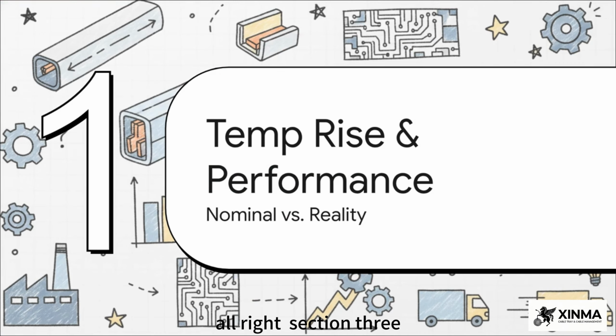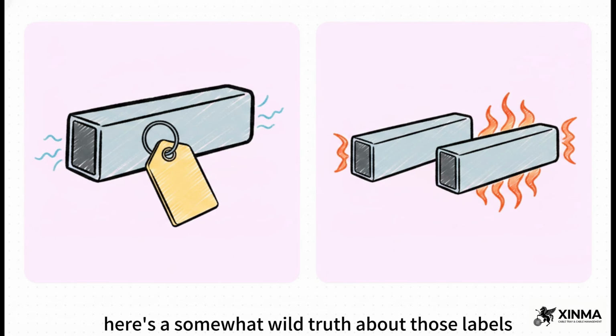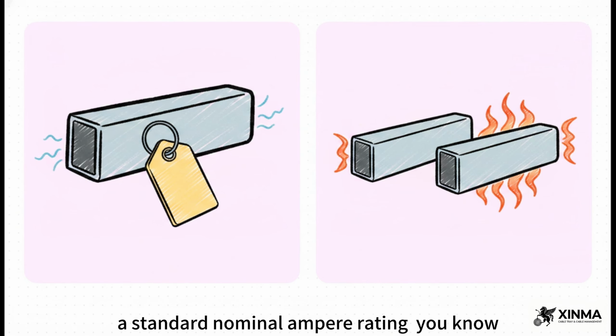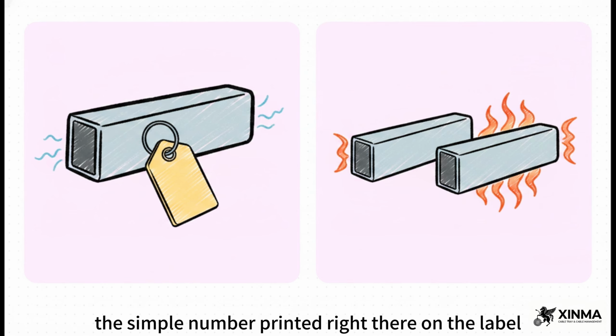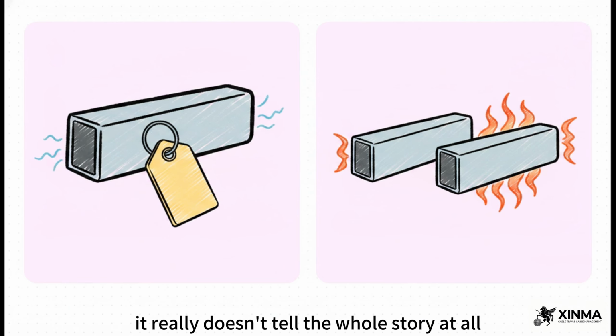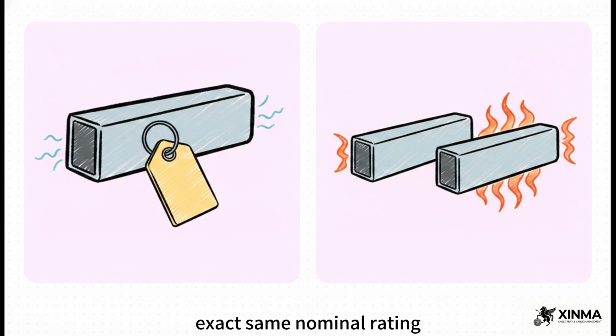All right, Section 3, Temperature Rise and Performance. This is where we compare nominal ratings against real-world reality. Here's a somewhat wild truth about those labels. A standard nominal ampere rating, the simple number printed right there on the label, it really doesn't tell the whole story at all. You can have 2 busways with the exact same nominal rating, and they can behave entirely differently under the exact same load.